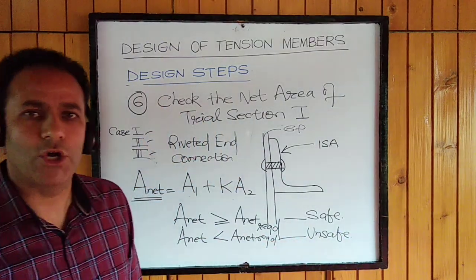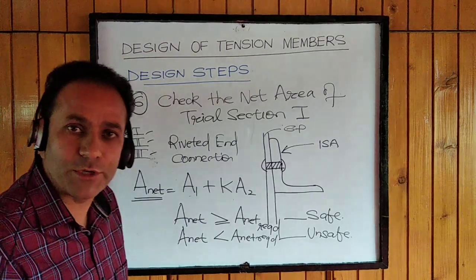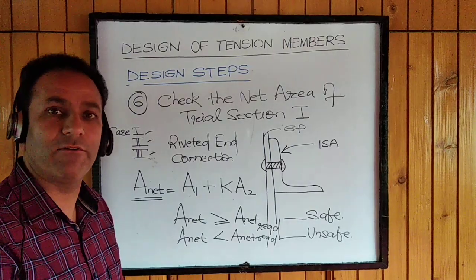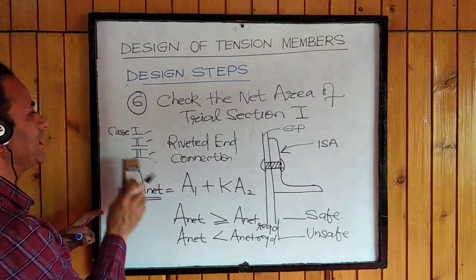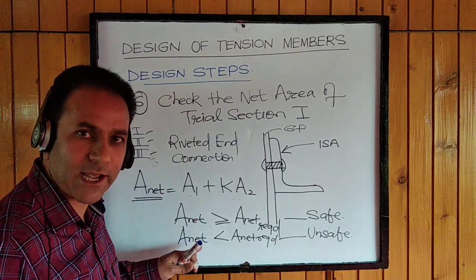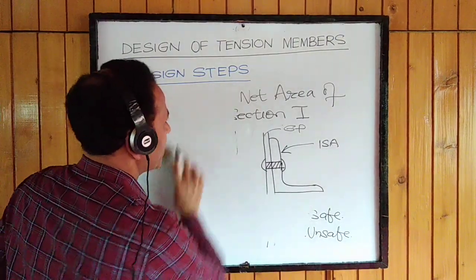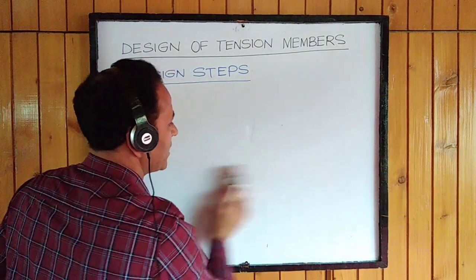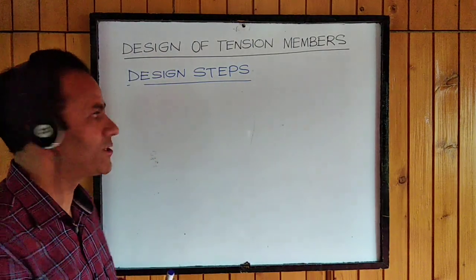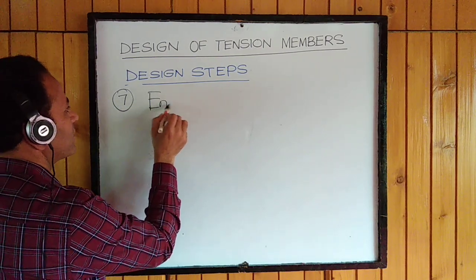Since it was a trial section only, we may go for another section in which the area taken will be higher now. We'll take a section with a higher area for our second trial. We'll continue our trials till the net area of the selected member is greater than or equal to our requirement of the net area. Once this is achieved, the section we had selected as a trial one is going to be adopted. After that, we'll go for the end connection design.